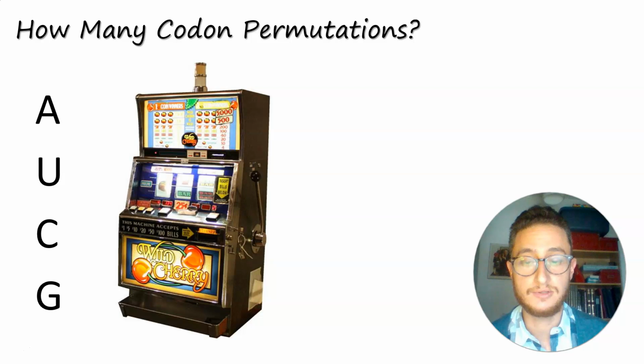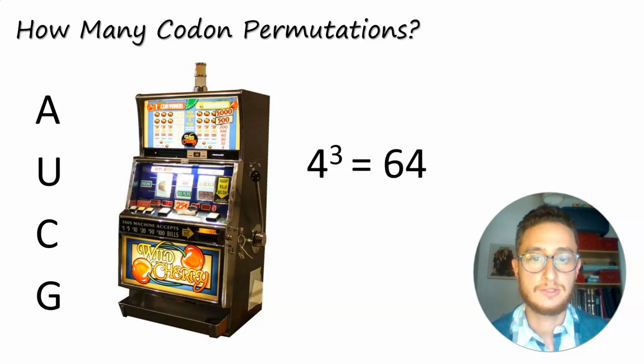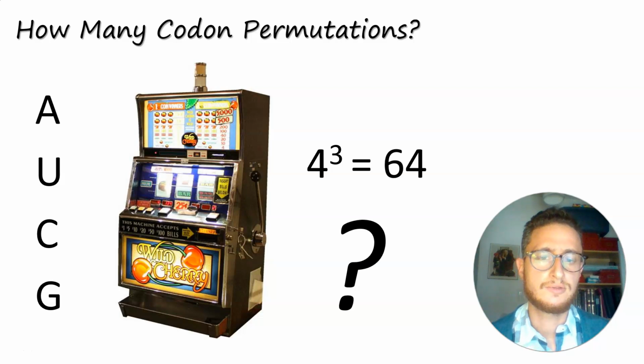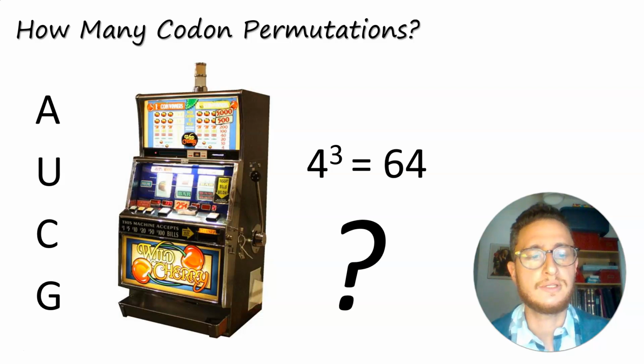4 nucleotides, or 4 different letters in our code, and we're making 3-letter words. How many different permutations of those 4 letters can you have? So how many 3-letter words can you make with 4 letters? And so if you know a bit of statistics, 4 choose 3 would give you 64 different combinations, but that should raise your eyebrows a little bit. 4 choose 3, 64, but aren't there only 20 different amino acids that we use? Yes, there are.